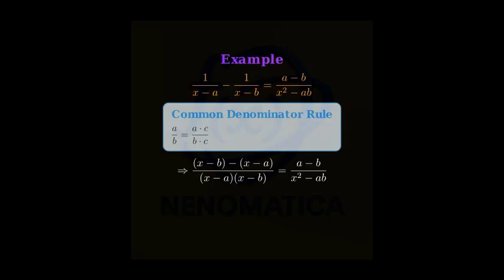Let's look at our example. Let's start by finding a common denominator on the left side of the equation. We need to multiply the first fraction by x minus b over x minus b, and the second fraction by x minus a over x minus a.